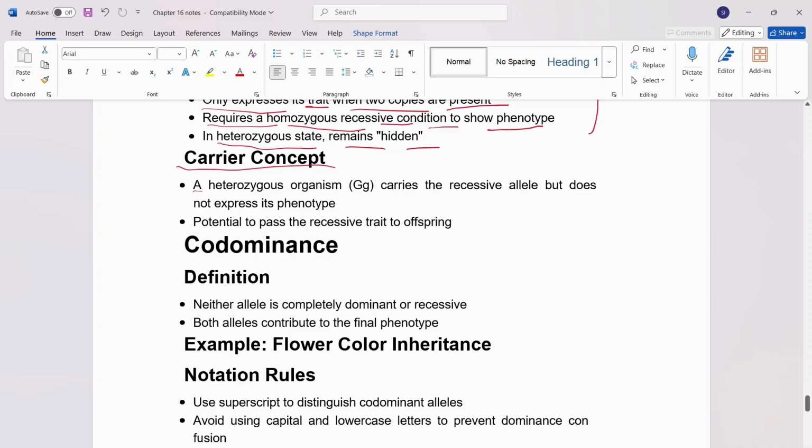The carrier concept: a carrier is a heterozygous organism, capital G and small g. It carries the recessive allele but does not express its phenotype, so it has the potential to pass the recessive trait to offspring.